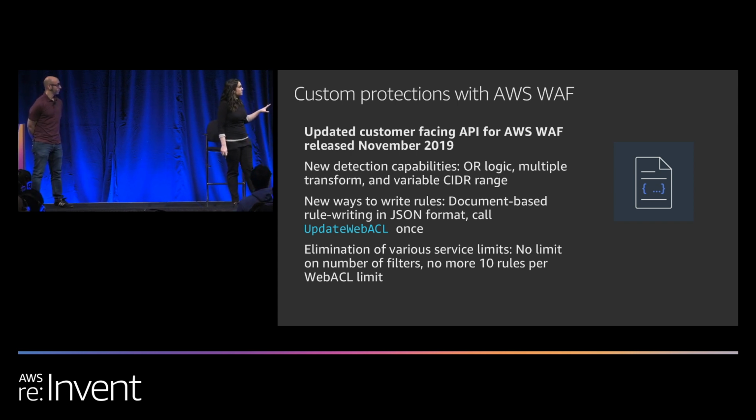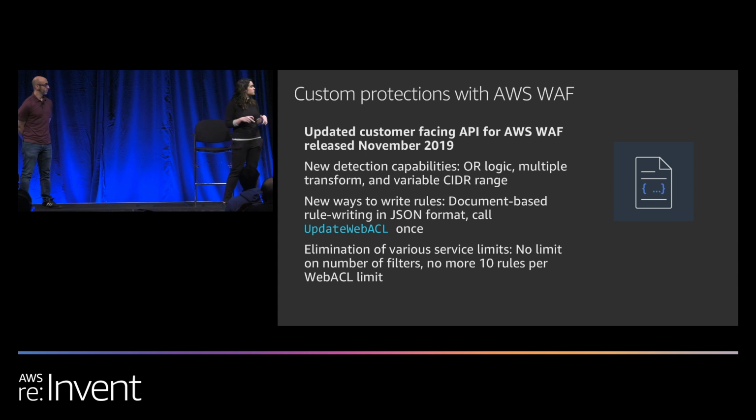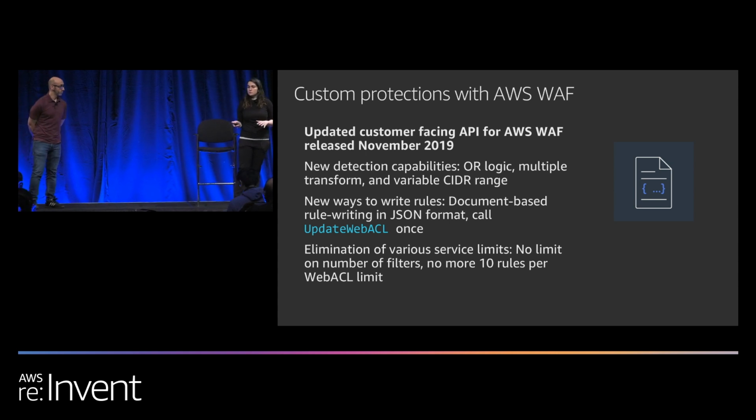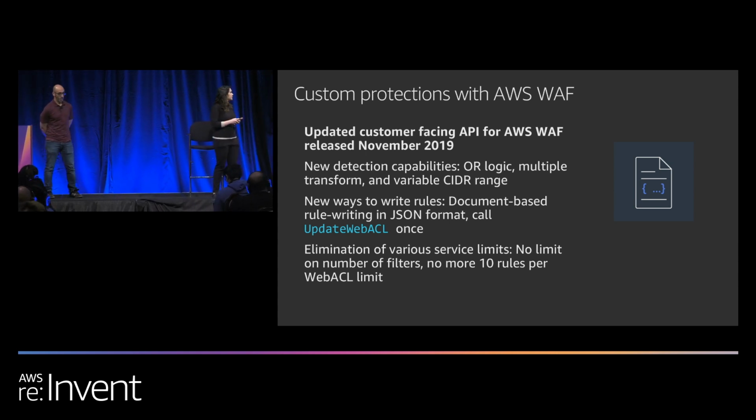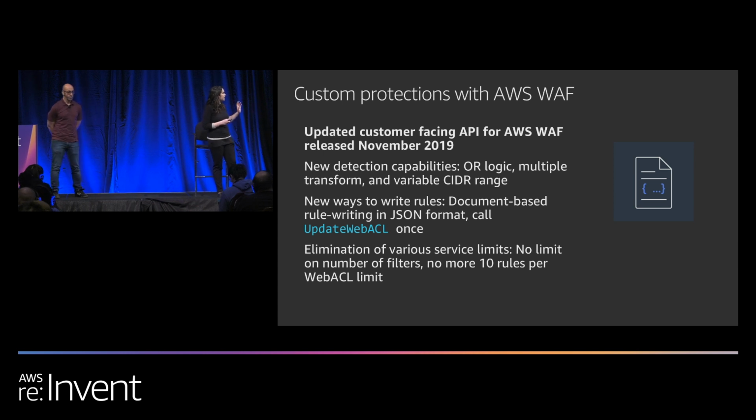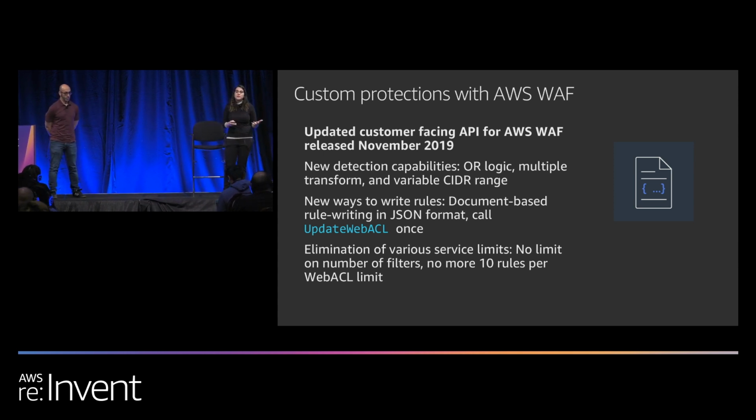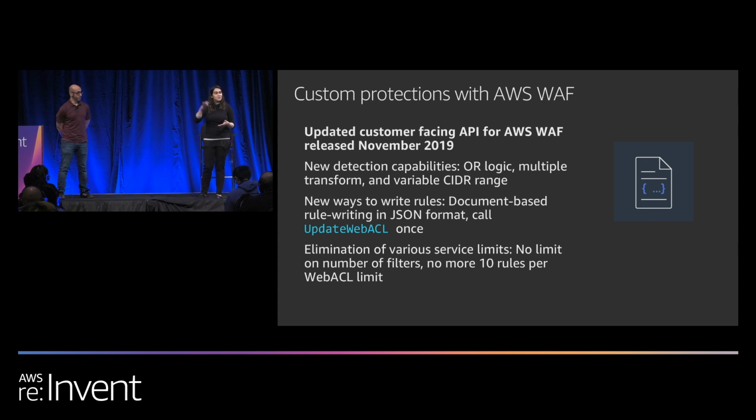You have a new way to write rules, so you can use JSON format for document-based rule writing. And then lastly, you'll see that we have had the elimination of various service limits that you might have seen previously before the update. So for example, where you might have had a limit of strictly 10 rules per web ACL, that upper limit has been removed, and it's now based more on how complex your rule actually is.